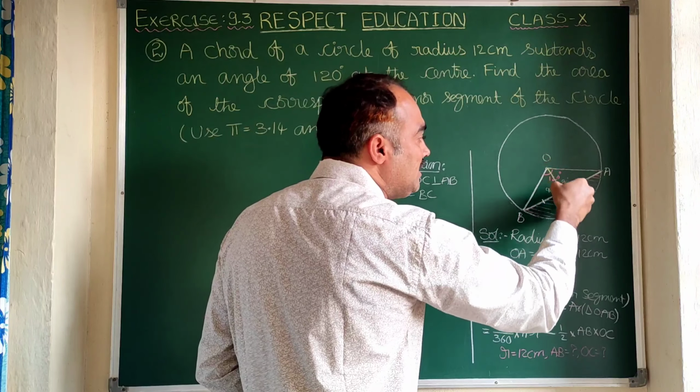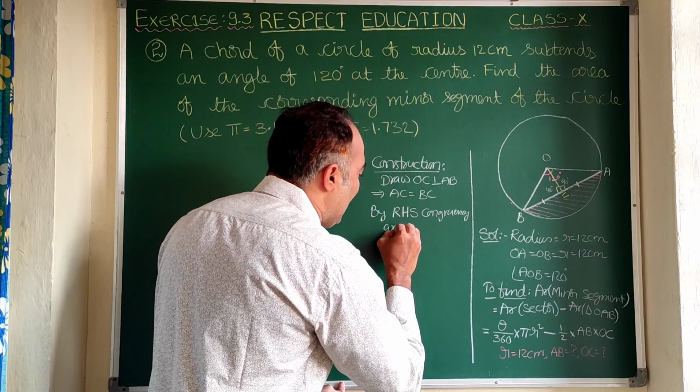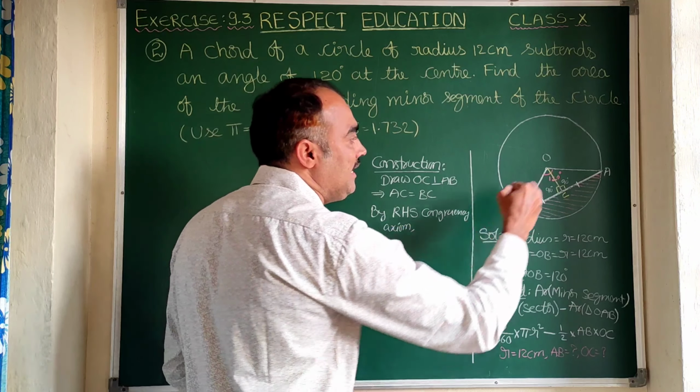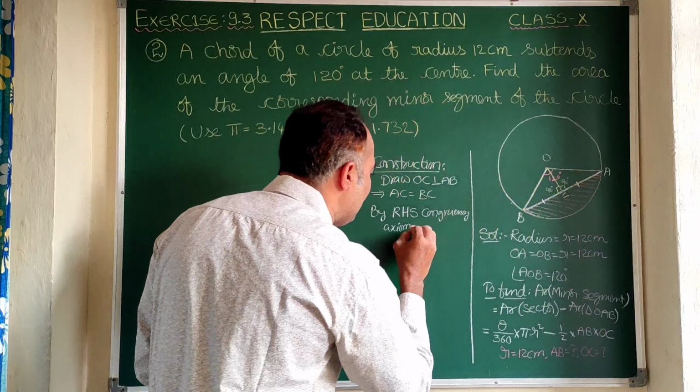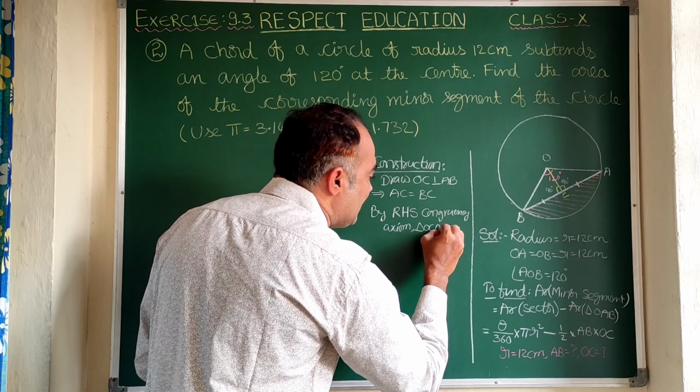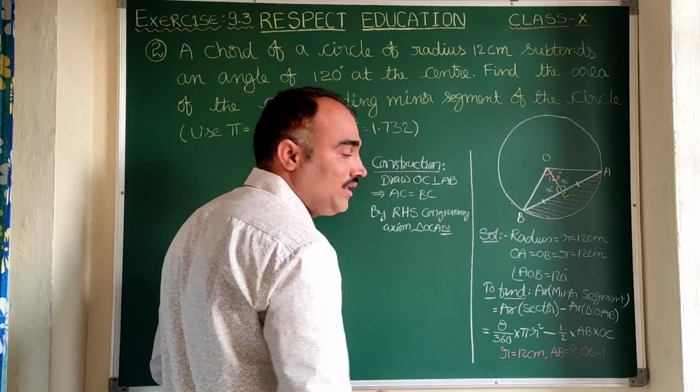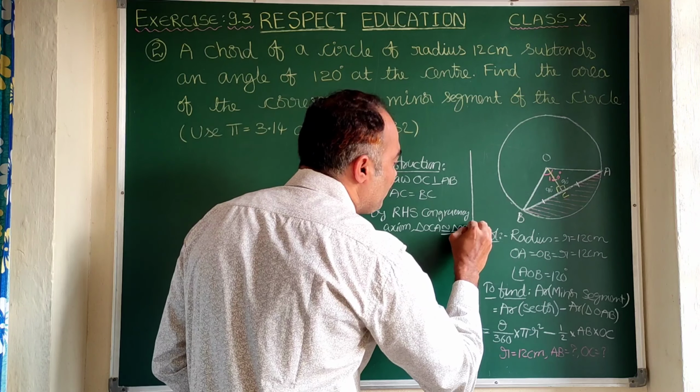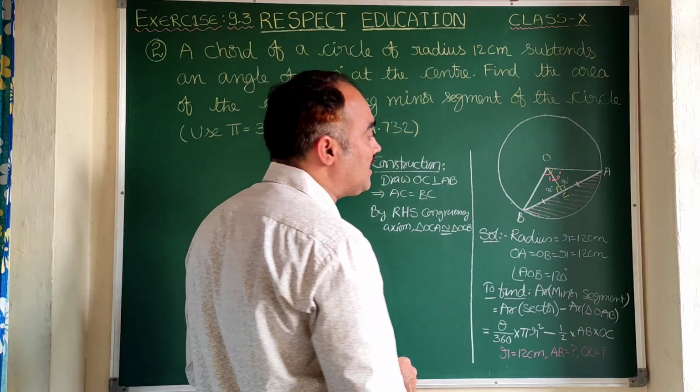If not, you can take AC is equal to BC because C is the midpoint of the chord AB. Whatever you take here, that will act as one more side. So by the RHS congruency axiom, we can say triangle OCA is congruent to triangle OCB. So their corresponding parts are equal.